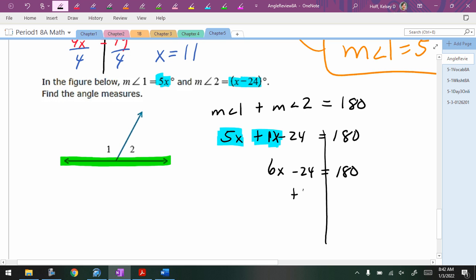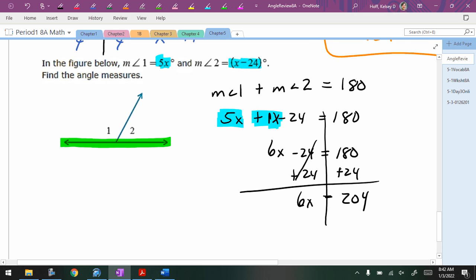Then I need to add 24 to both sides. 204, you said? Then I need to divide by 6. 34. Is 34 my answer? What does it ask us? Find the angle measures. It doesn't say find x, does it? Find the angle measures. So the measure of angle 1 was 5x.